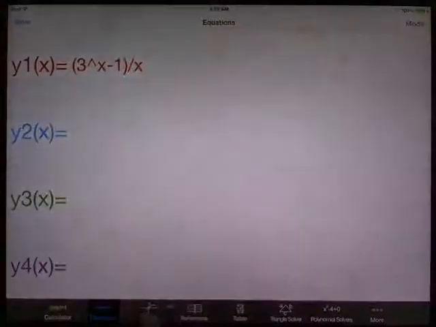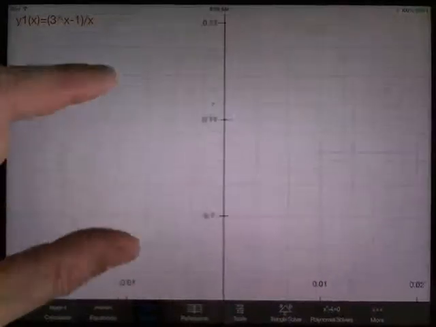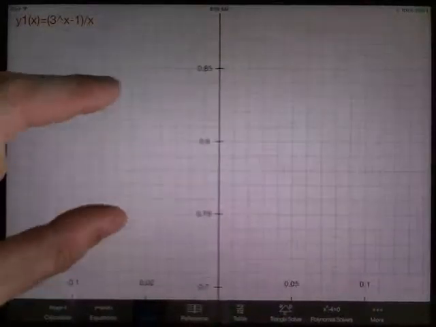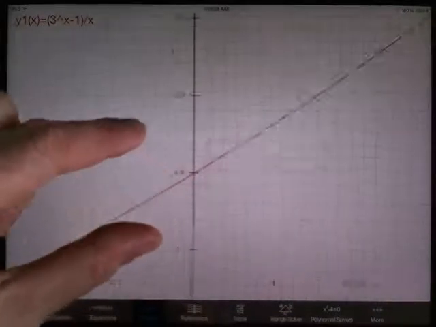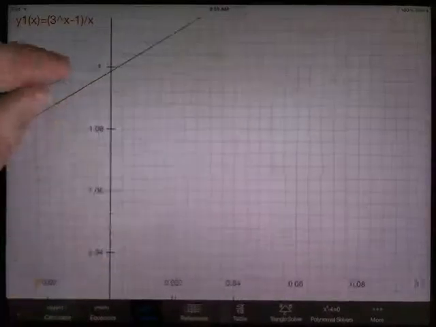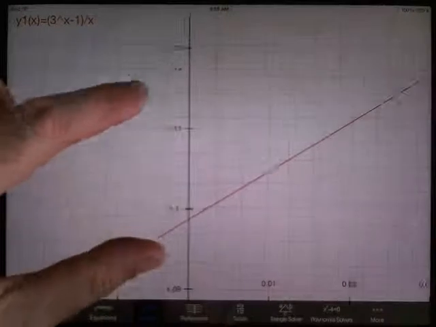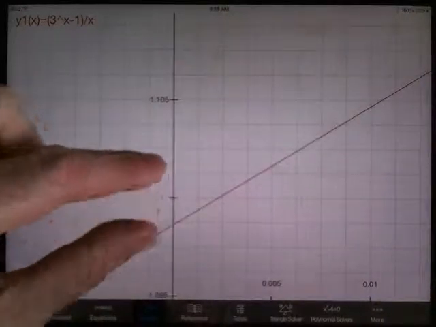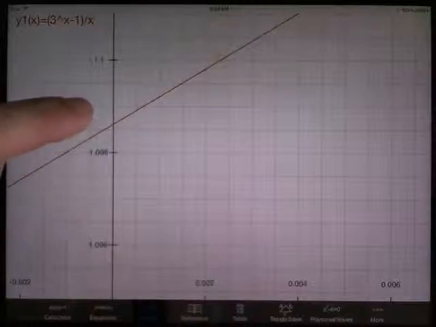Save that. And now look at the graph. Where is it now? Zoomed in too far. Oh, there it is. So now we've got a value in about the 1.1 range, it looks like. 1.109, 1.1098 something. Okay.